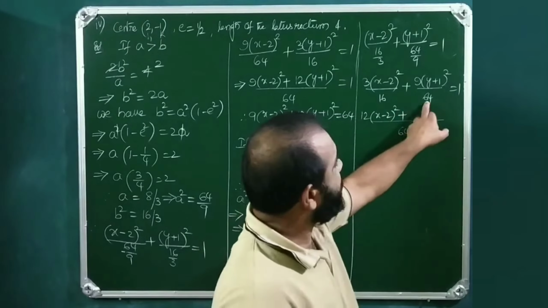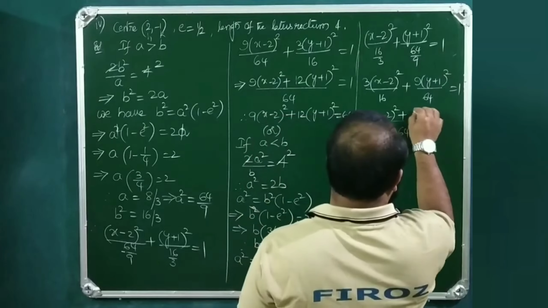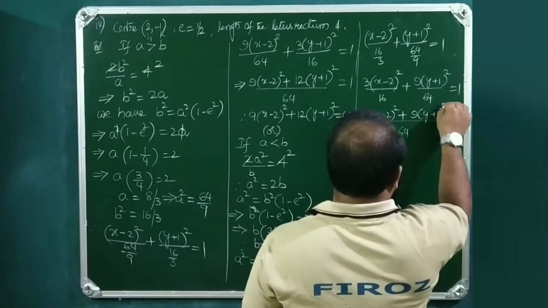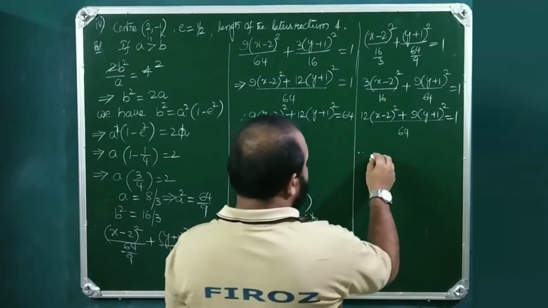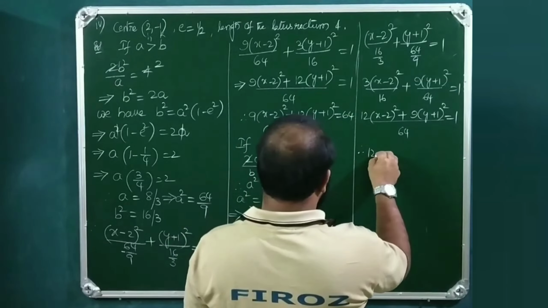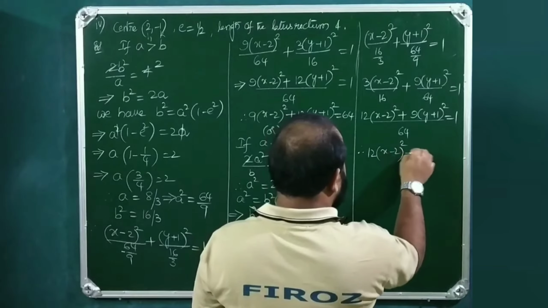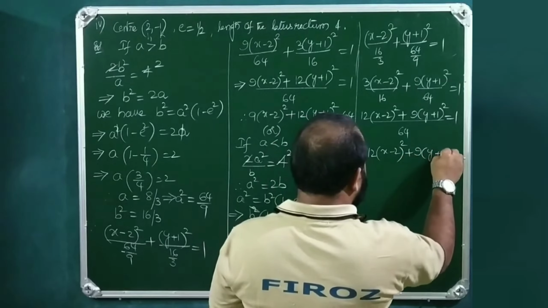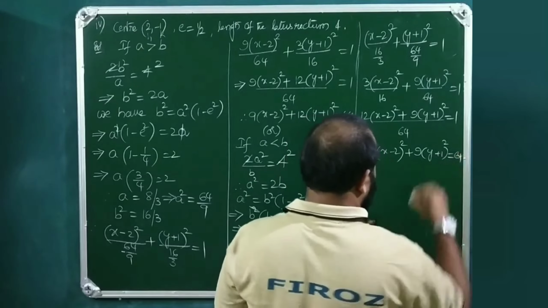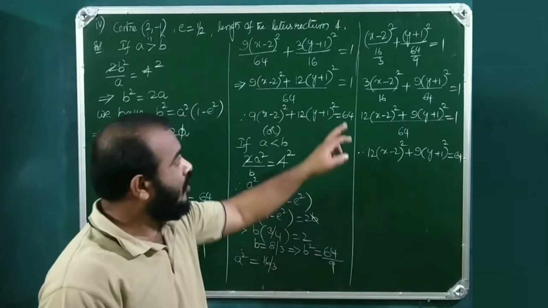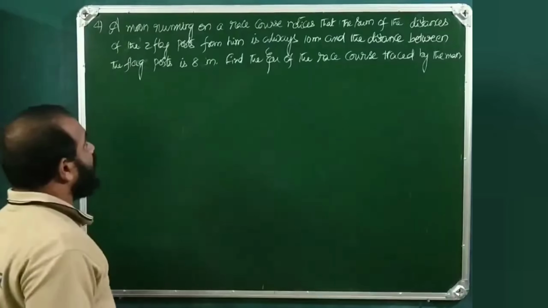So 64 by 64, 1 into 9 into (y plus 1) whole square is equal to 1. Therefore, the required ellipse is 12 into (x minus 2) whole square plus 9 into (y plus 1) whole square is equal to 64. So it could be one of the two ellipses.